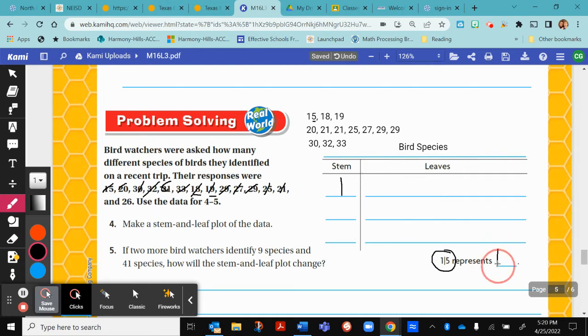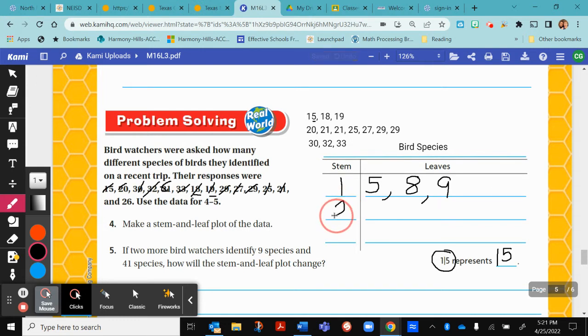Looking at here, because if I have 1 dash the line and then a 5, what number do I have? I have 15, which means that my stems are the tens place, my leaves are in the ones place. So I'm going to set out the 5 for 15, the 8 to represent 18, and the 9 to represent 19. So I have 1, 2, 3 leaves, and that's what I represent there.